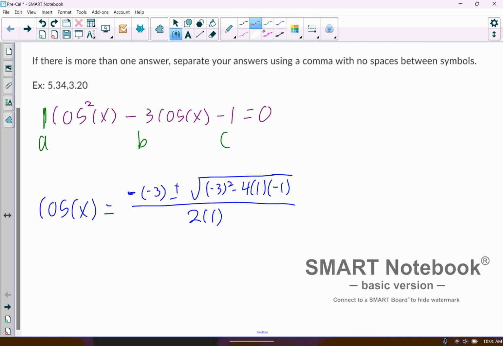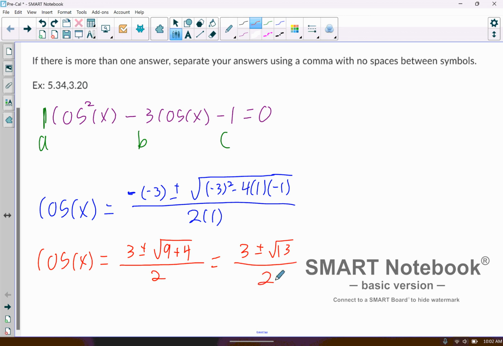So let's clean this up. We're going to have cosine of x equals 3 plus or minus the square root of 9. That'll become a plus 4, and then all over 2. So we end up with 3 plus or minus the square root of 13 all over 2. I have to look at it both ways, one with plus, one with minus, and take the cosine inverse of that.